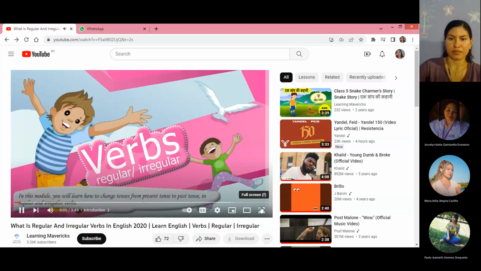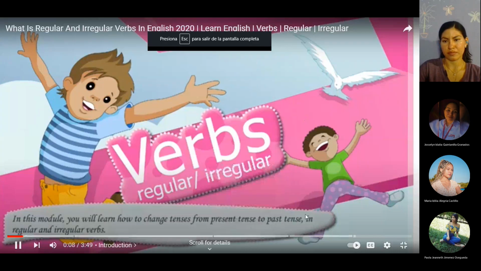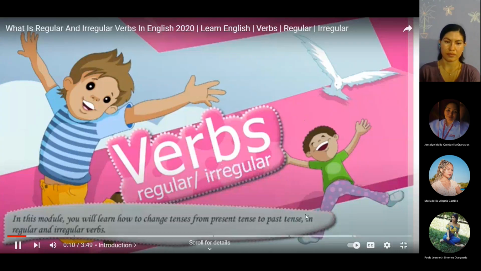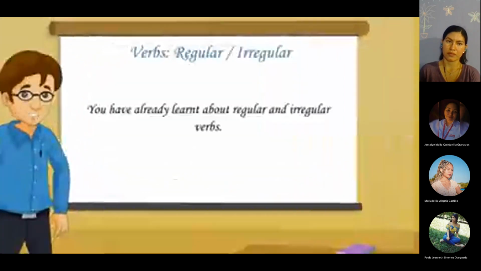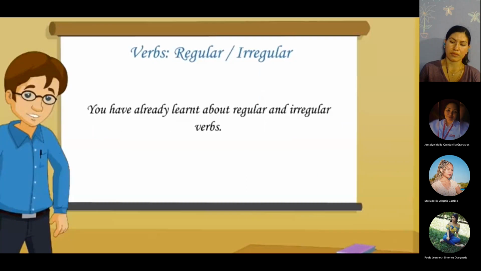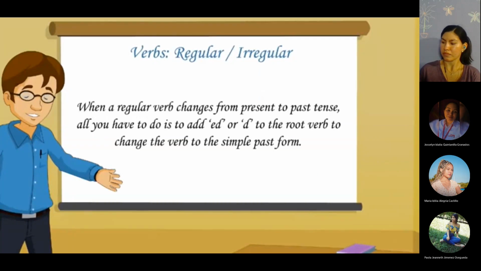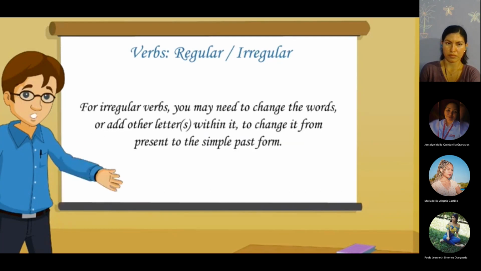In this module, you learn how to change tenses from present tense to past tense in regular and irregular verbs. You've already learnt about regular and irregular verbs. When a regular verb changes from present to past tense, all you have to do is to add ed or d to the root verb to change the verb to simple past form. But for irregular verbs, you may need to change the words or add other letters within it to change it from present to the simple past form.